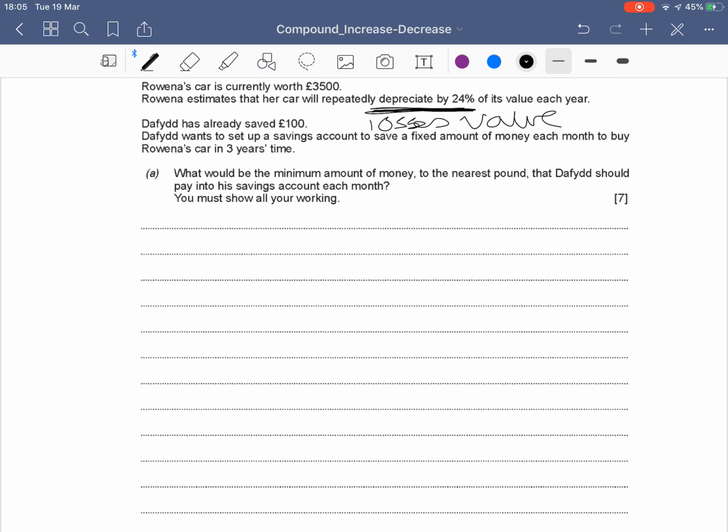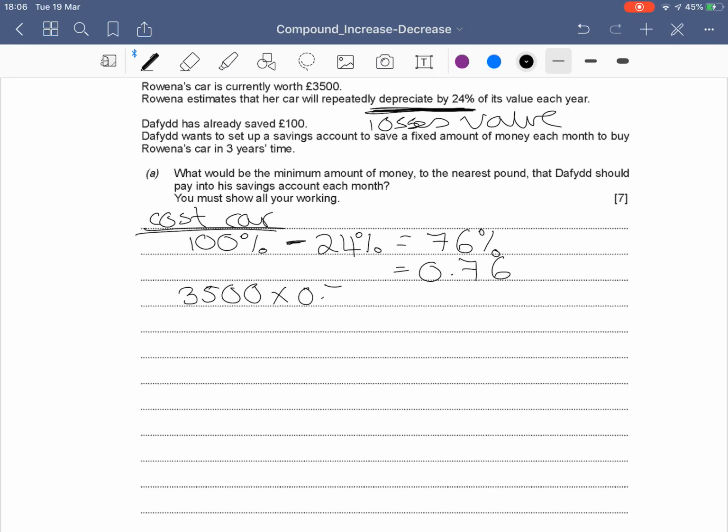We need to work out the minimum amount of money, to the nearest pound, that he should put into his savings account each month. First of all, we have to calculate the cost of the car to see how much it's going to cost him. So the car was 100%, 3,500. If it loses 24% each year, that means it's only going to be 76% every year. As a decimal, 0.76. So we take the car's worth, the 3,500, times it by the 0.76, and because it's over 3 years, we put that to the power of 3.